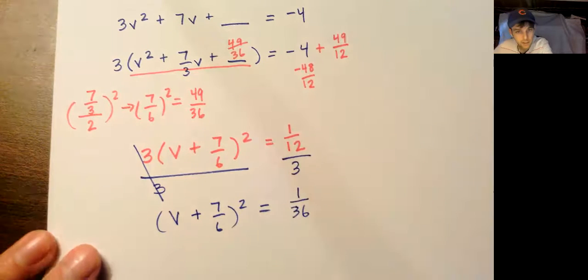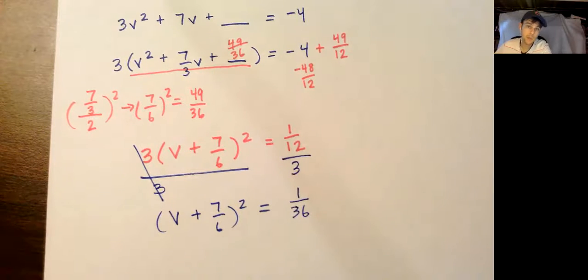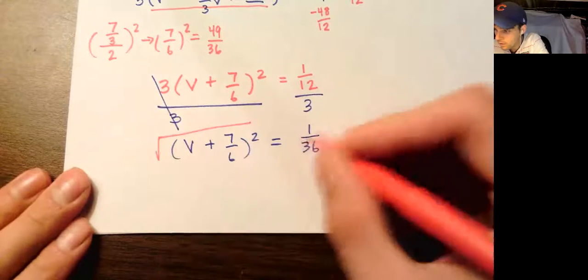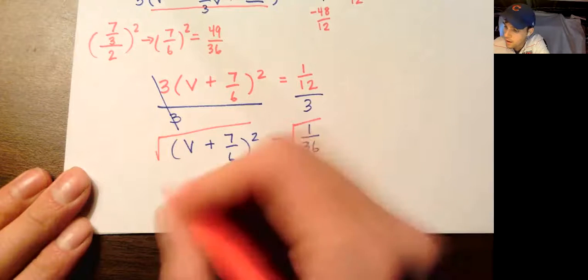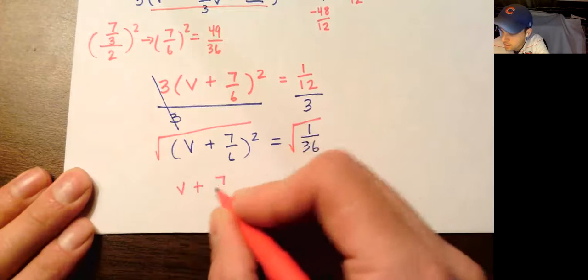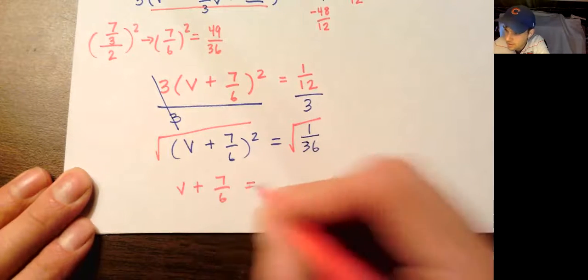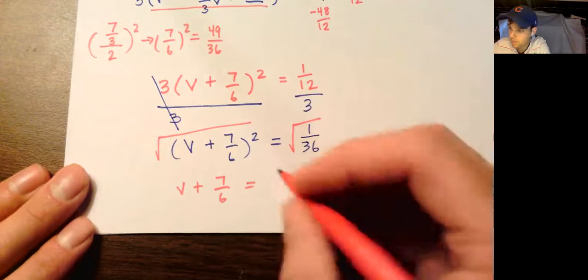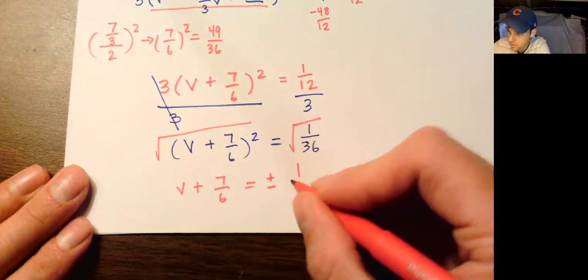Yeah, 1/36. And we will square root this, because we have to. So now we're solving. That becomes v plus 7/6. And actually, this is really nice. Those are both perfect squares, 1 and 36. This becomes plus or minus 1 over 6.